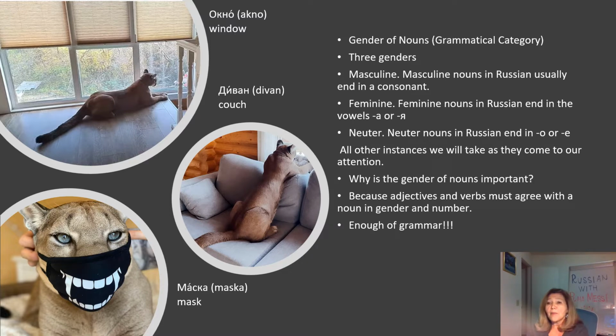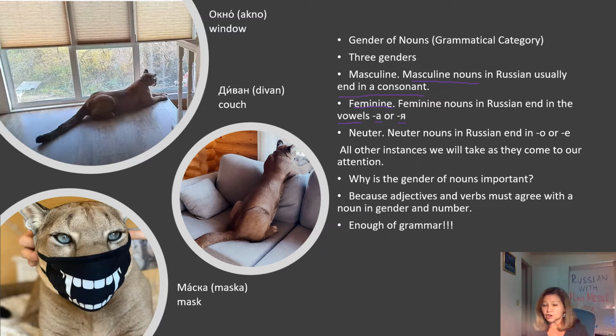In general, masculine nouns in the Russian language usually end in a consonant. Technically, even visually, if the noun is in the nominative case, it's very easy to recognize its gender because you will always have some kind of indication whether it's masculine, feminine, or neuter. So masculine nouns normally end in a consonant. Feminine nouns normally end in a vowel, either а or я.